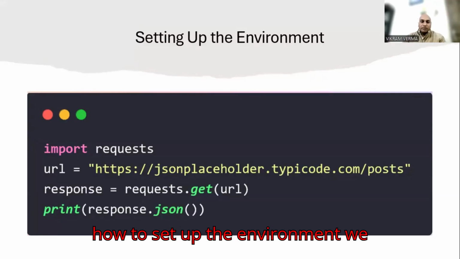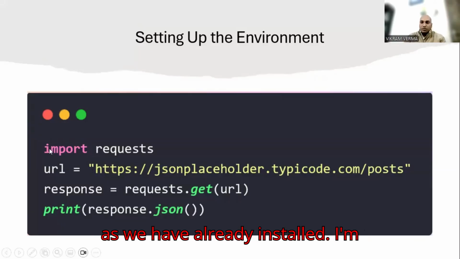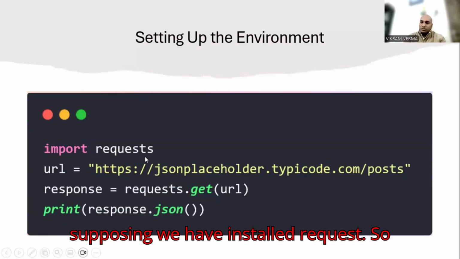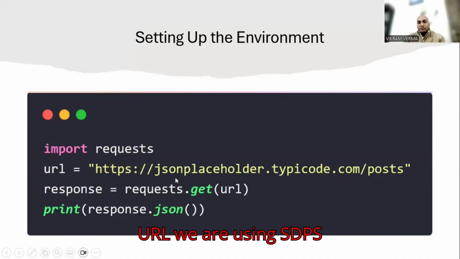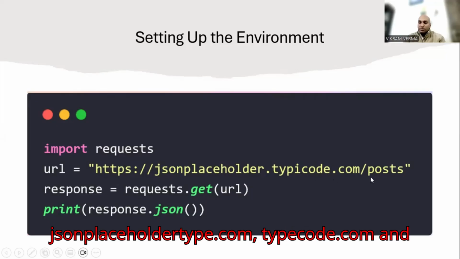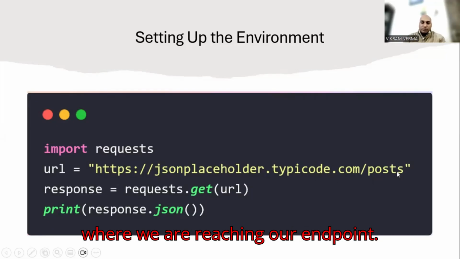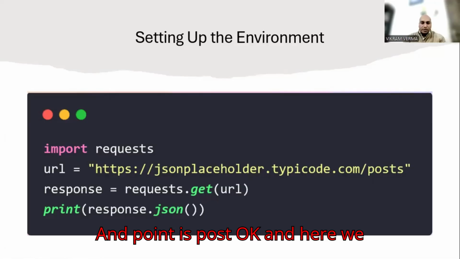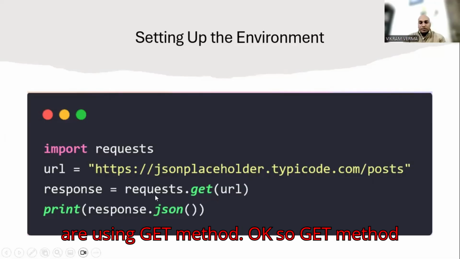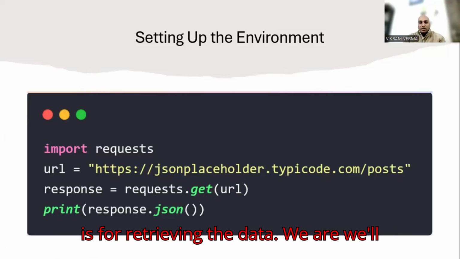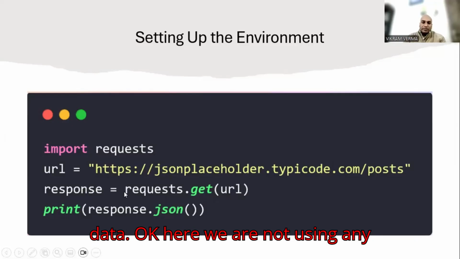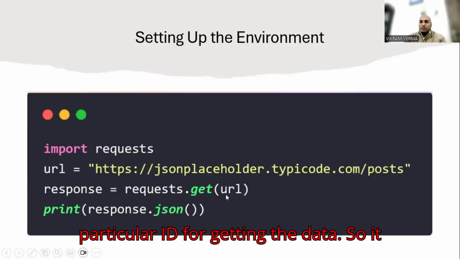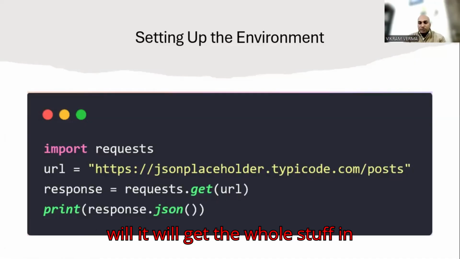So how to set up the environment? As we have already installed, I'm supposing we have installed requests. So we are importing requests and, see, in the URL we are using the JSONPlaceholder typicode.com host, which is where we are reaching our endpoint. And here we are using the get method. The get method is for retrieving the data. We will pass the URL and we will get some data. Here we are not using any particular ID for getting the data, so it will get the whole thing in one go.